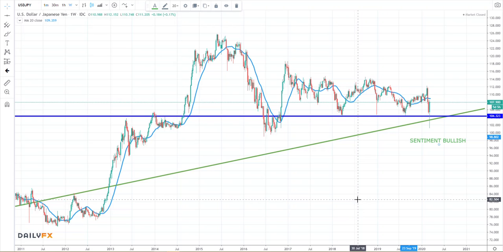This is your weekly analysis for the dollar yen. The date is March 15th, 2020. So US dollar versus Japanese yen. And let's go ahead and talk about trends, pivot points, etc.